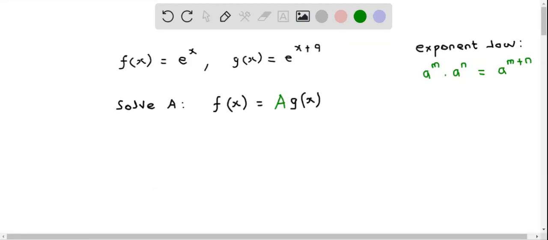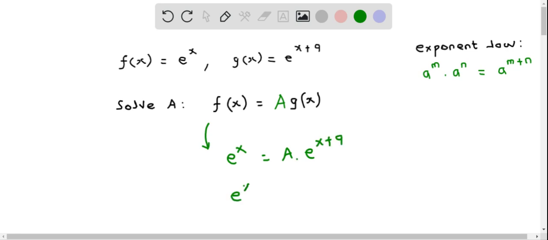We are given the functions f of x equals e power x and g of x equals e power x plus 9, and we have to first solve for a. So using this equation, that is f of x equals a times g of x, first let me replace f of x over here, that is e power x, and this equals a times g of x, which is e raised to the power of x plus 9.